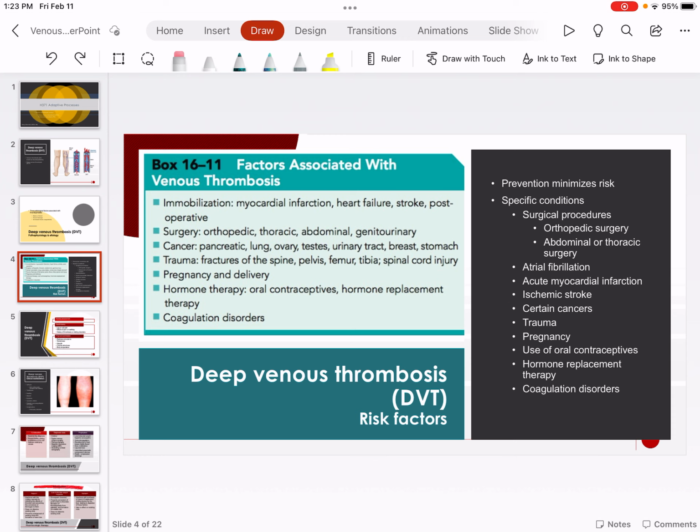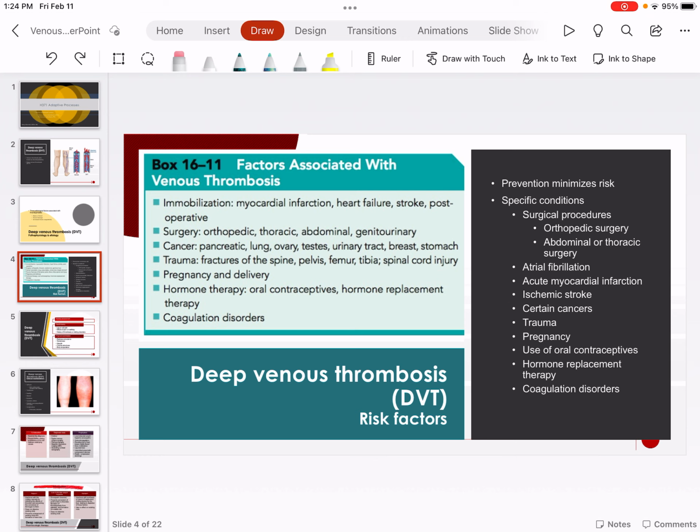And then there are some others. Atrial fibrillation, I'll talk about that in the other lecture associated with this module. So that increases the risk of blood clot formation. So you can listen to that lecture. MI, ischemic stroke. So these are all risk factors of blood clot formation.